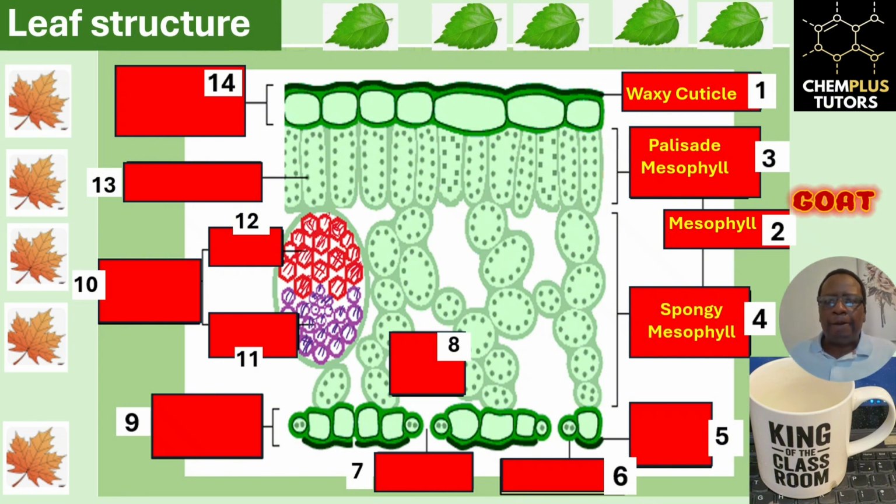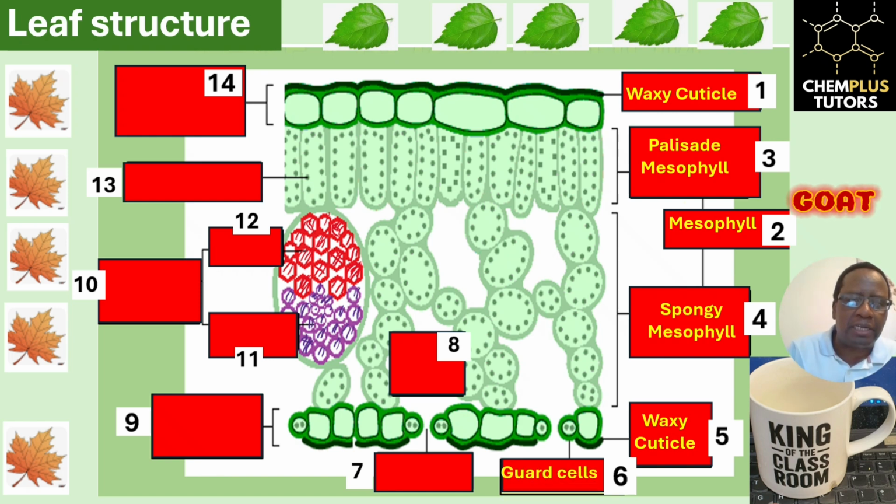Right. Number 5 looks like number 1. If you look closely, number 5 and number 1 look exactly the same, so it should also be called a wax cuticle. Number 6, let me just point at it. You can see these structures either side of this opening. They are called the guard cells. And what do we call the actual opening, number 7?